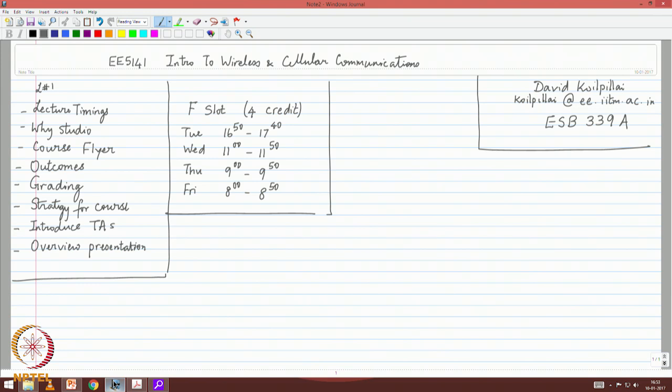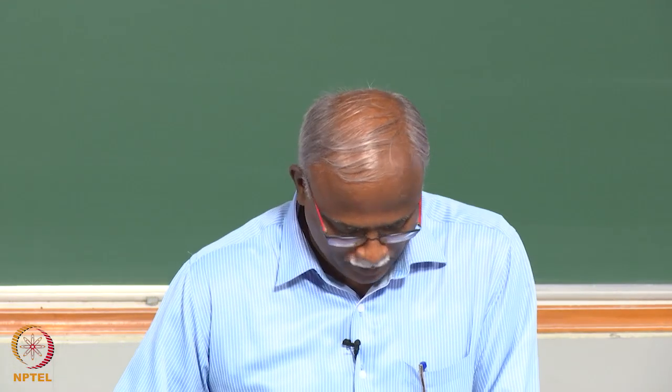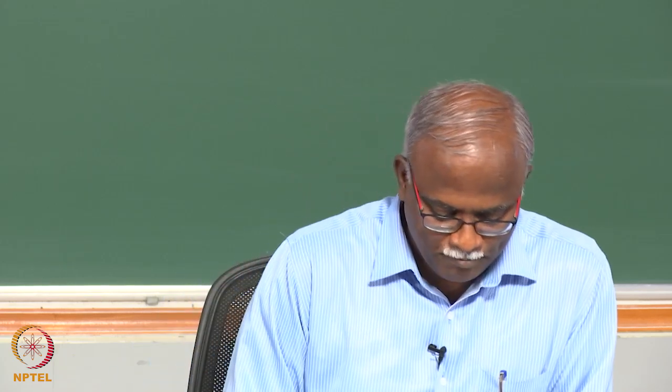One of the ways that I like to keep track of what is planned for the lecture is to have a quadrant indicating what is going to be covered in the class. So we've already addressed the first two points. Why studio? Hopefully at the end of the course you'll be able to affirm that this was an experiment worth doing. Let me start with the course flyer. But before that, my room is in ESB 339A. You're welcome anytime to stop by if you have something to discuss.